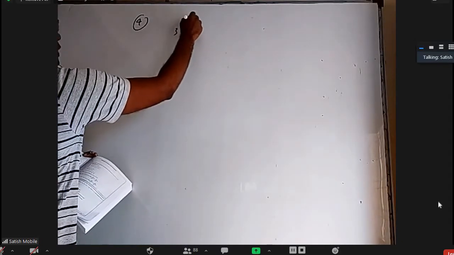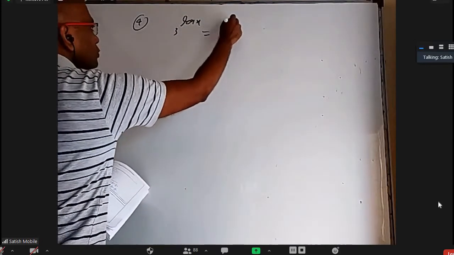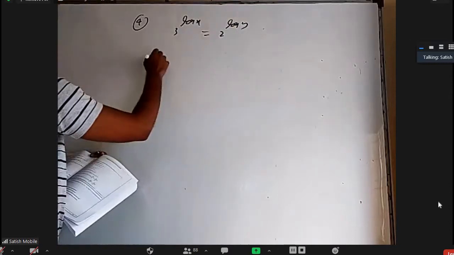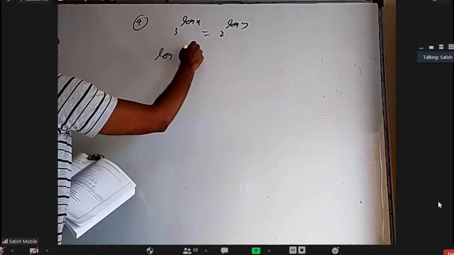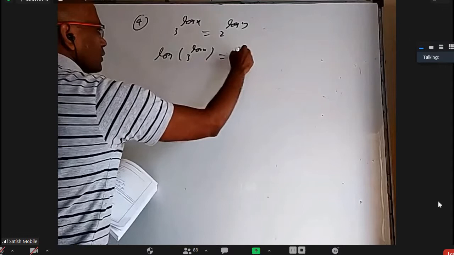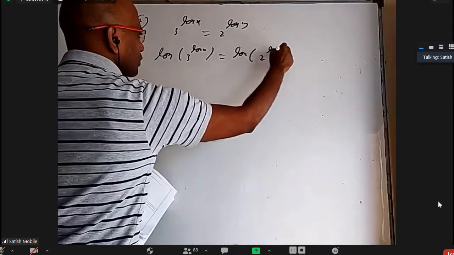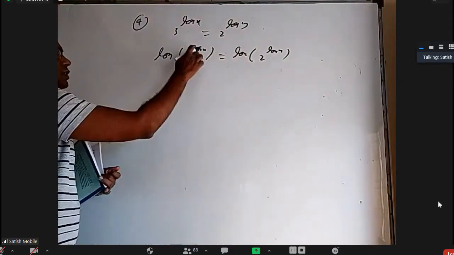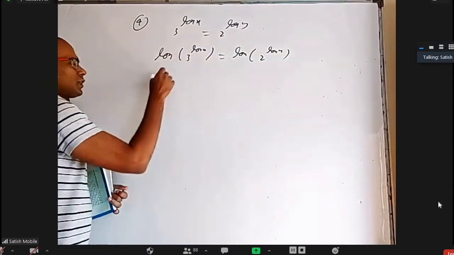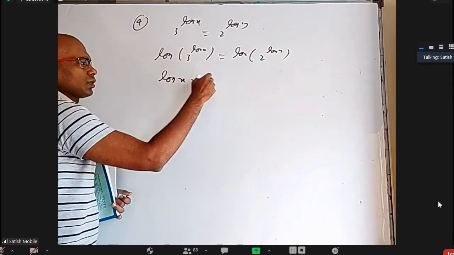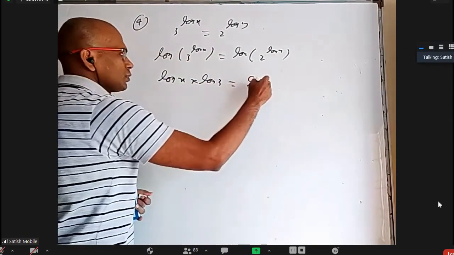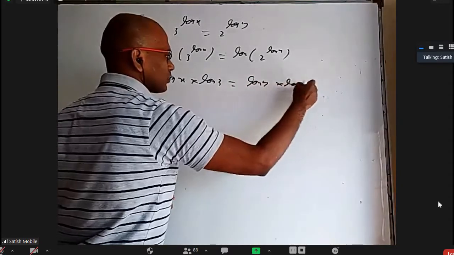Okay, let us take the second equation. 3 power log x is equal to 2 power log y. Apply log on both sides. Log of 3 power log x is equal to log of 2 power log y. This log x you can take out, this log y you can take out. It will become log x into log 3 is equal to log y into log 2. This is one equation.